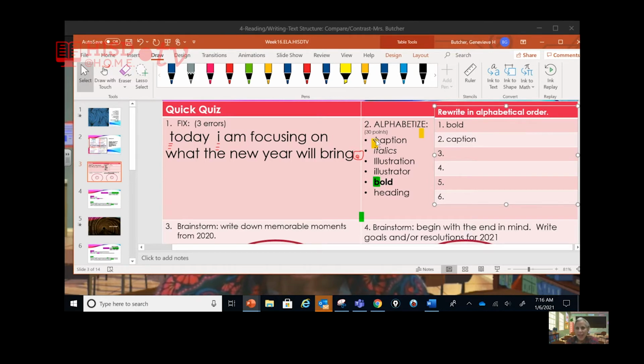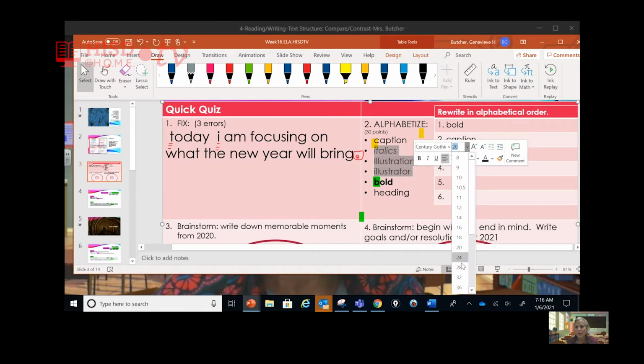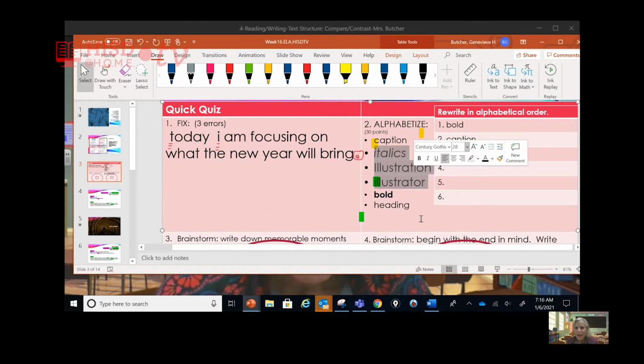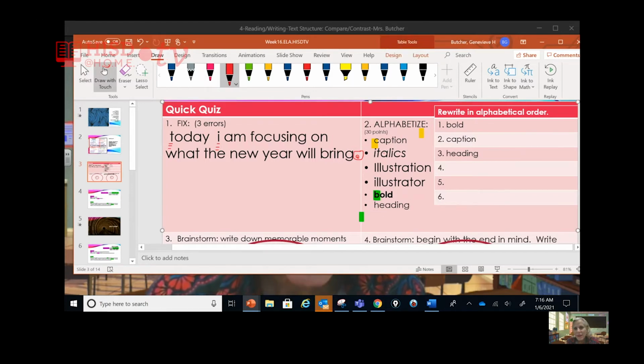C-A-P-T-I-O-N. Next, A, B, C, D, E, F, G, H, I. Up. H is before I. So I know heading is going to be next. H-E-A-D-I-N-G. And now it's between italics, illustration, and illustrator. Let me see if I can make these even bigger so we can see them a little better. Italics, and I'll have to move this little guy down. There we go. Okay, so we did bold. Cross these out. We did caption, and we did heading.